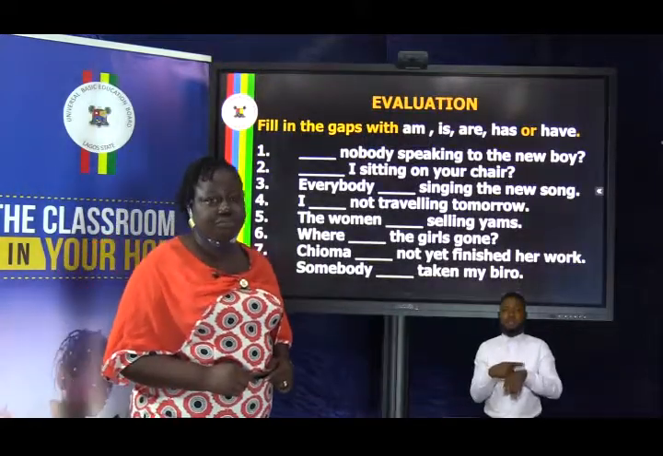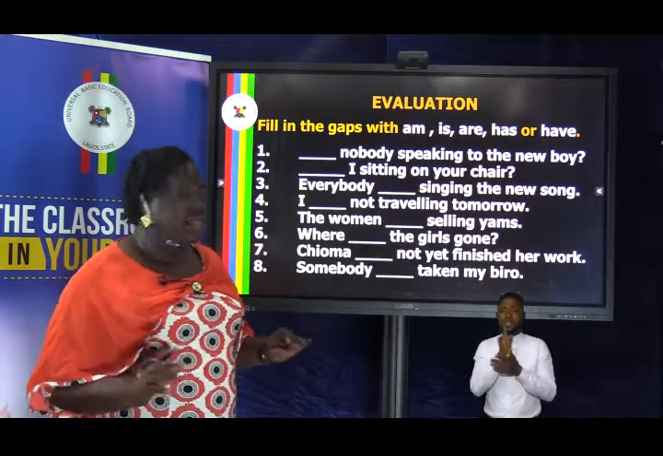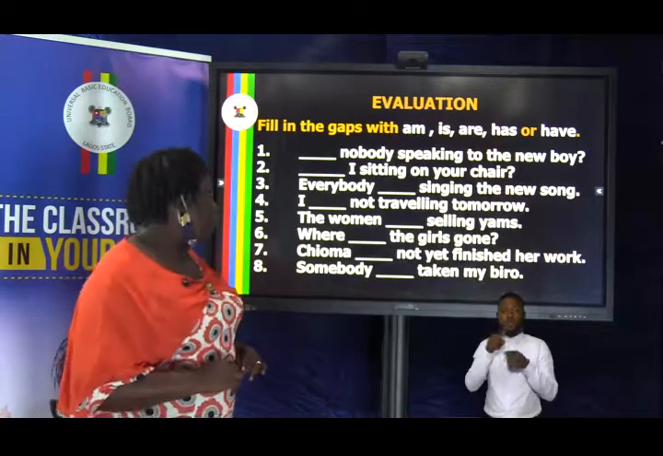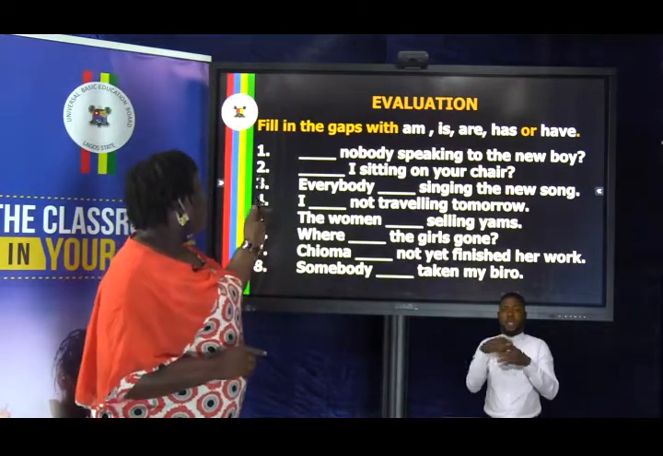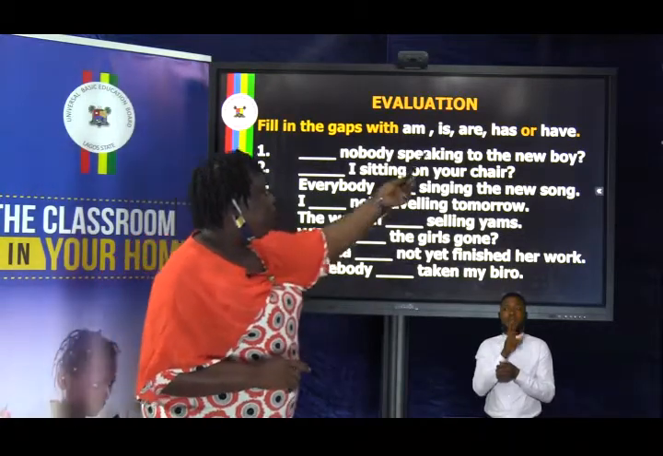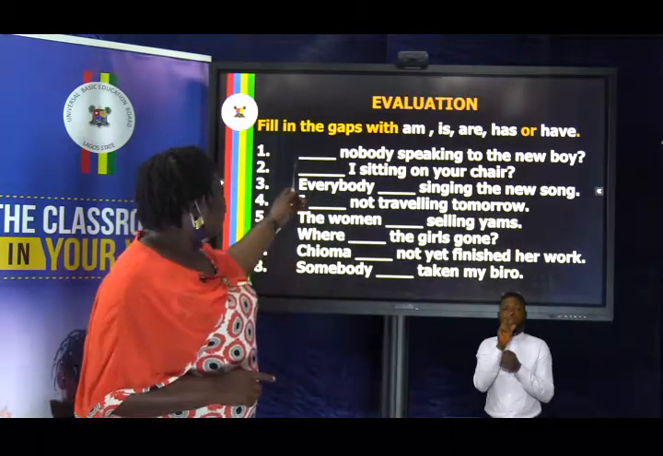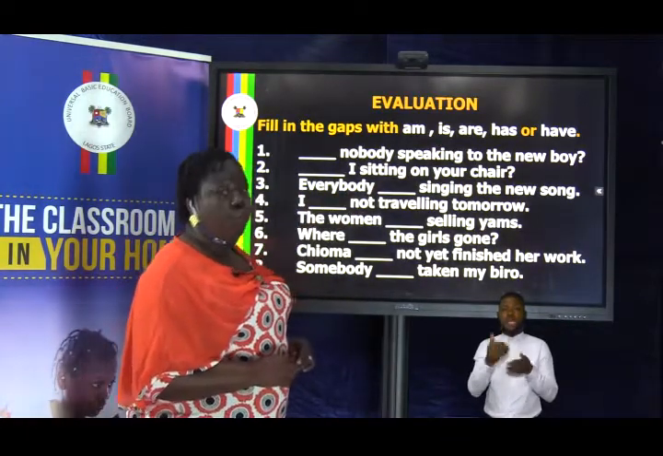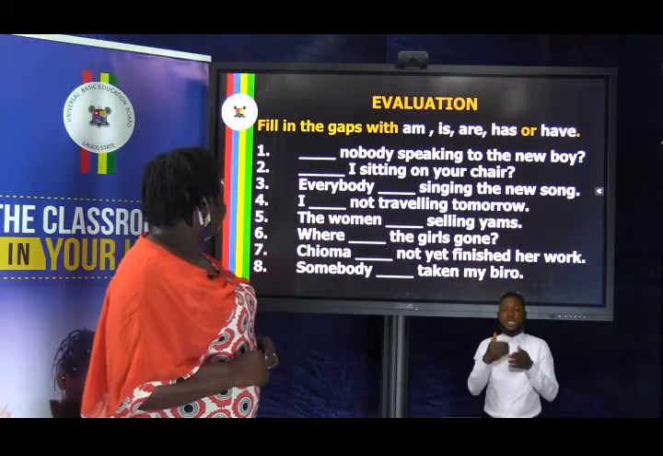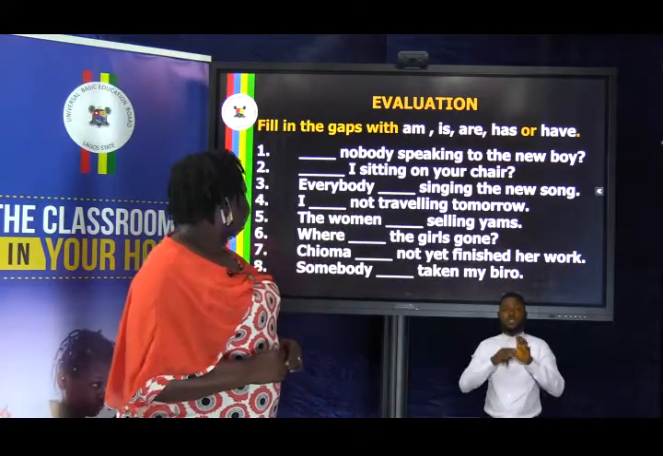Activity time. If you've been listening attentively to the lesson, that is auxiliary verbs, then it is time for you to be evaluated. Fill in the gaps with am, is, are, has, or have. Number 1, dash, nobody speaking to the new boy. 2, dash, I sitting on your chair.